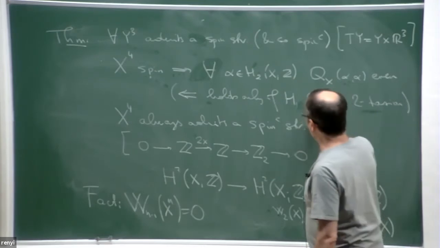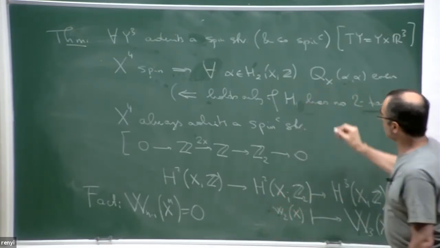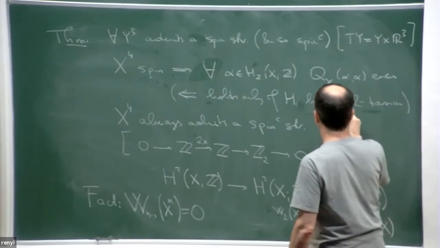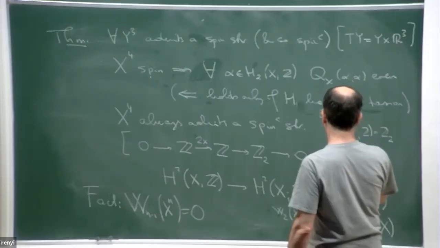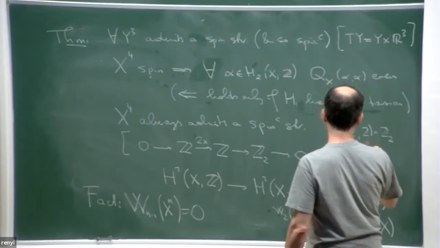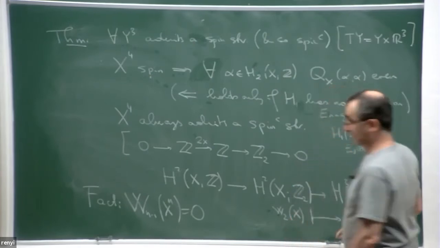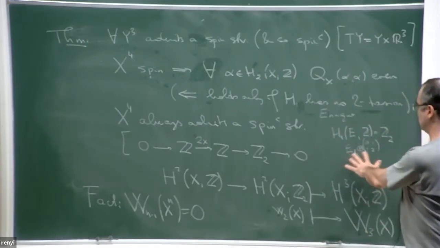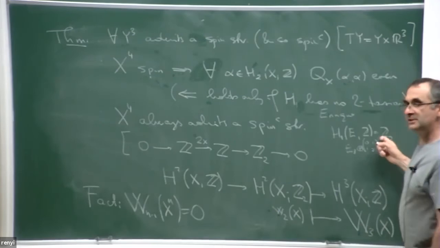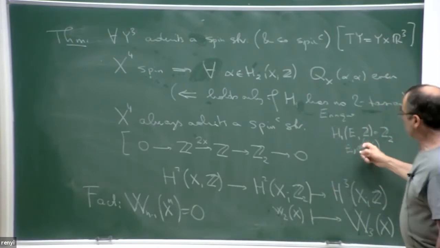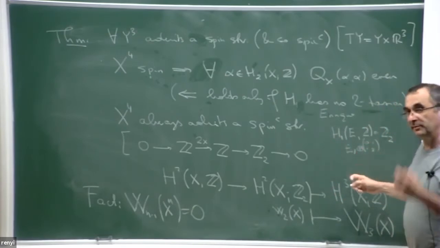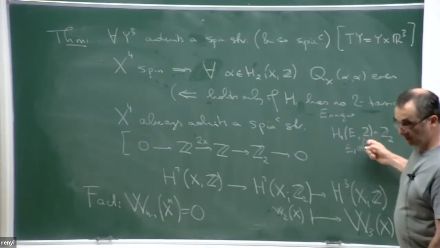So the prototype example is actually the Enriques surface, which has H1 of the Enriques surface equal to Z2, and the intersection form is E8 plus, well, I don't really remember, but something like that. So this is a fantastic and nice even intersection form. It has Z2 first homology, and there is two torsion in the second homology, and then W2 will not be 0. It will be a two torsion class, but not 0.